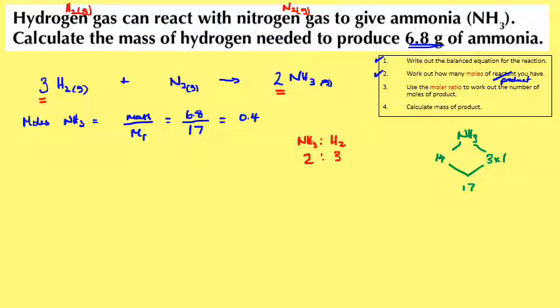So what we can do with that is we can work out the moles of hydrogen. So our moles of hydrogen is going to be 3/2 times moles of ammonia.